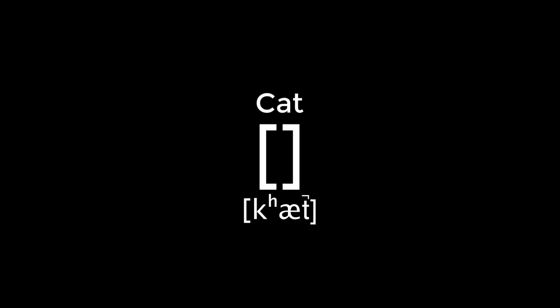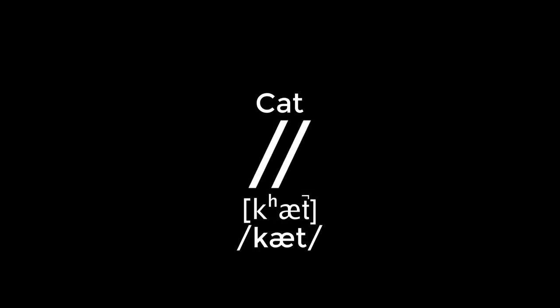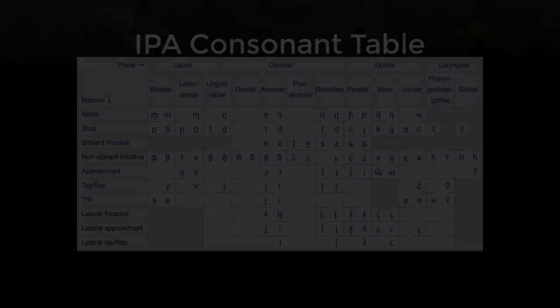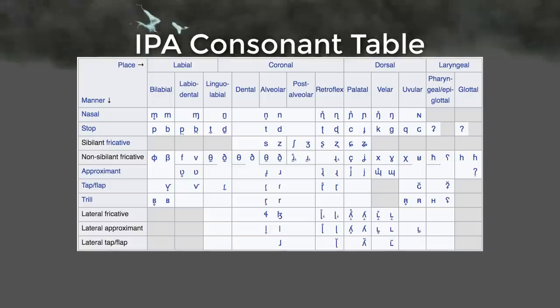If you want to write exactly how something is said, use these brackets. If you want to say that it's pretty much pronounced this way, use these slashes. If you want to talk about the symbols that spell out a word in a certain language, use these. Got it? This bad boy is daunting, believe me.